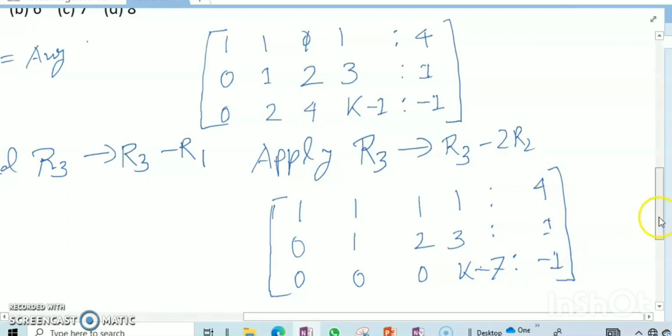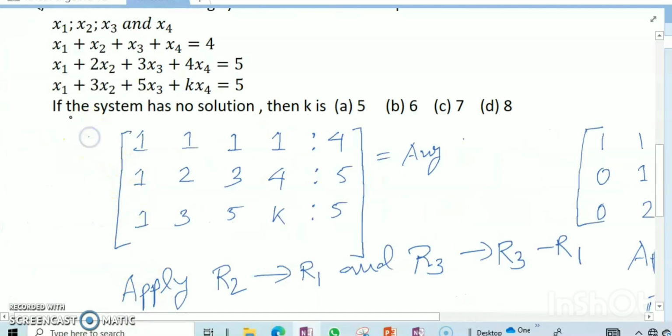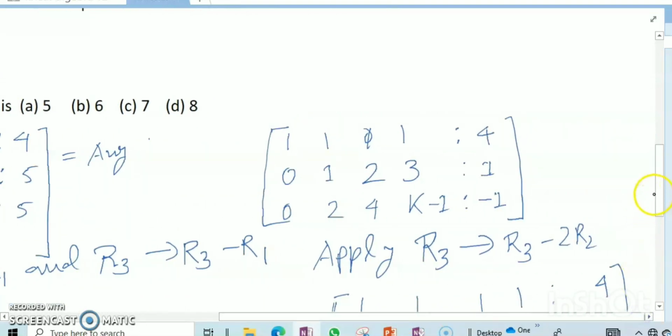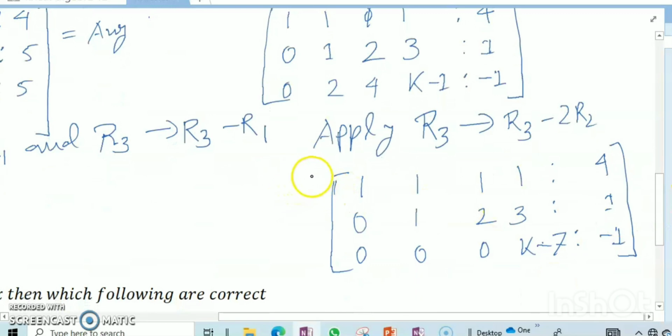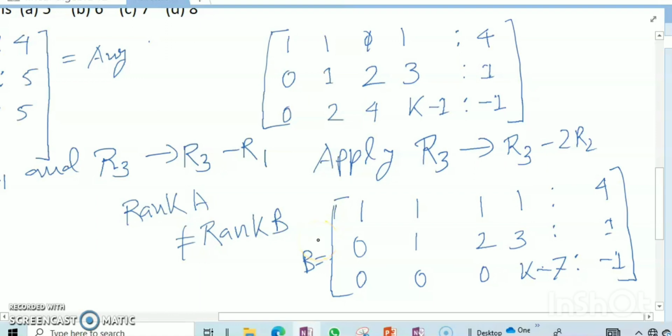So friends, whatever we know in this question, if the system has no solution, what is the meaning of no solutions? It means the rank of A does not equal the rank of the augmented matrix. Suppose it is B, I can write this as B, the augmented matrix, then the system has no solution.